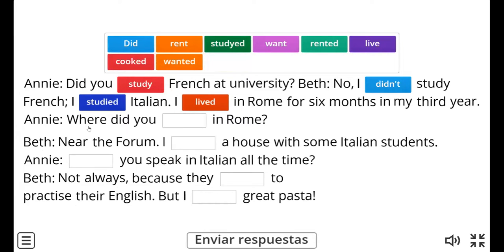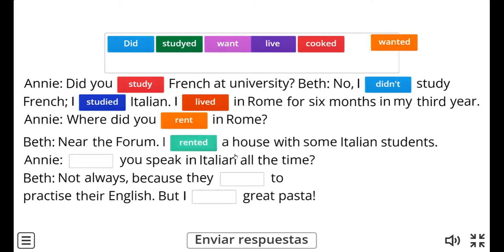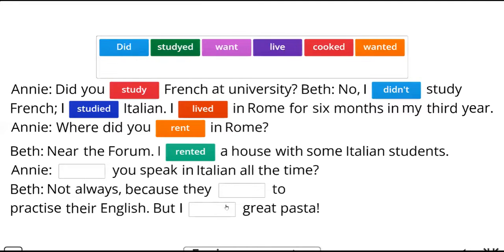Where do you rent in Rome? Near the Forum. I rent a house with some Italian students. Annie, did you speak in Italian all the time?